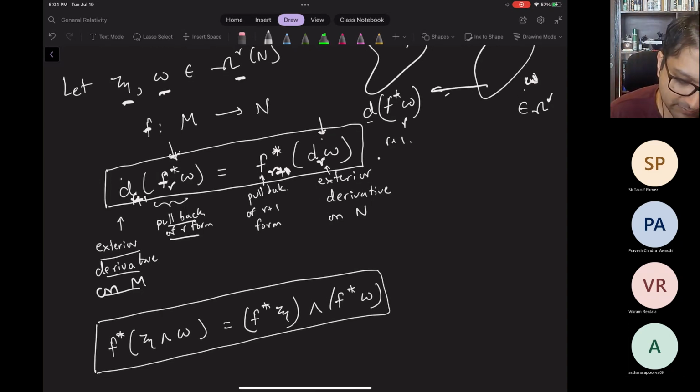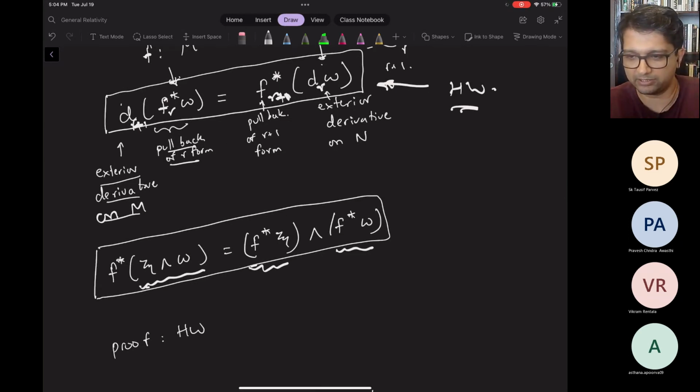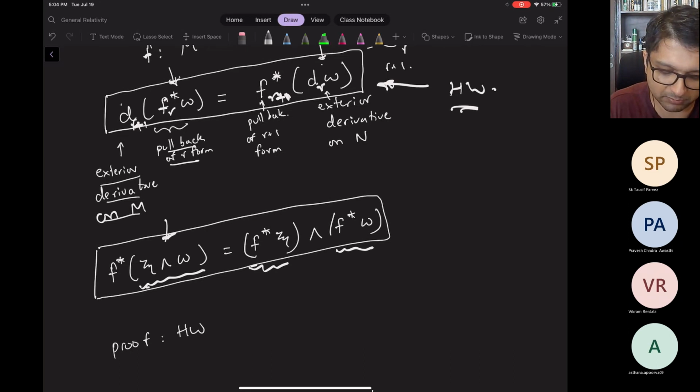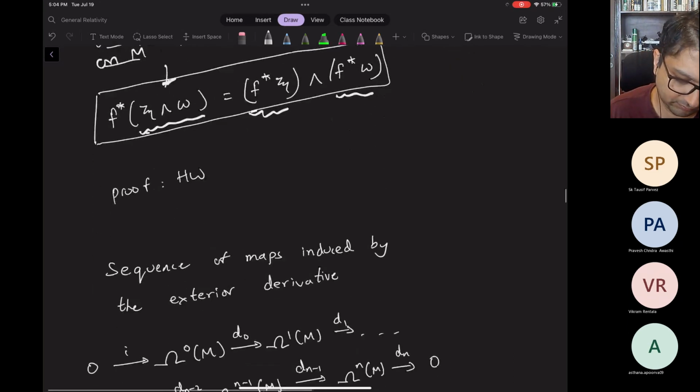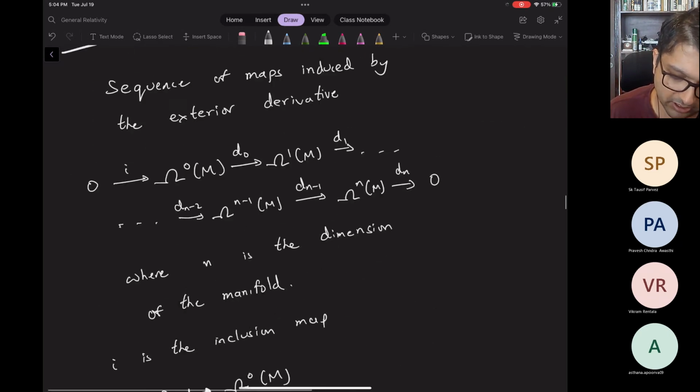Okay, so this is something that you can show. I'll leave it as a homework exercise. F star of psi wedge omega is equal to F star of xi wedge F star of omega. That is, I pull back both of them and take the wedge product. That is the same as pulling back the wedge product.